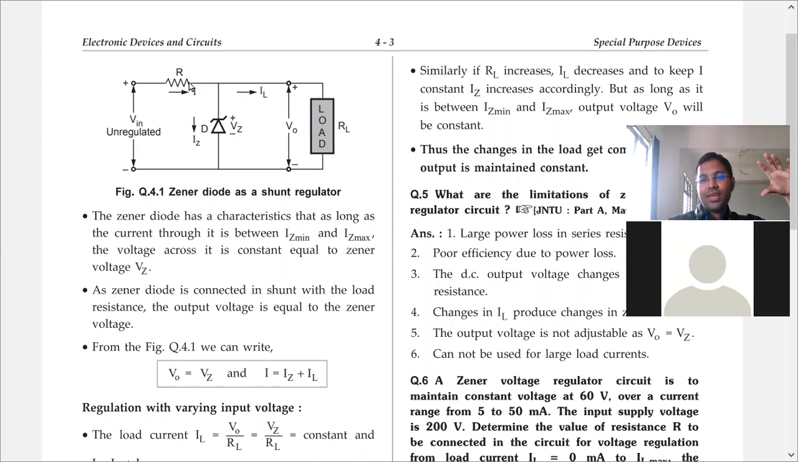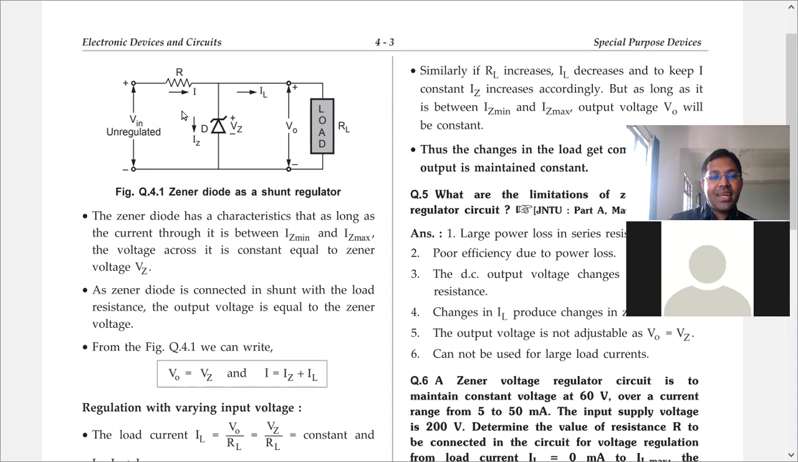So what will happen to the voltage across R? Now if you observe this, Vin is equal to voltage across R plus Vz. If you see this particular loop, Vin is the input voltage. It is divided across R and across Vz.